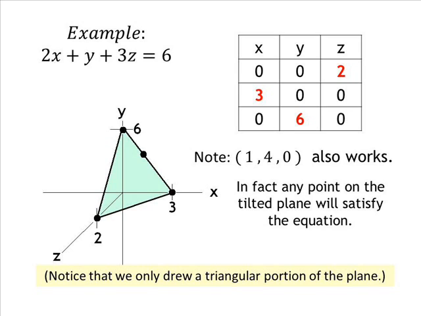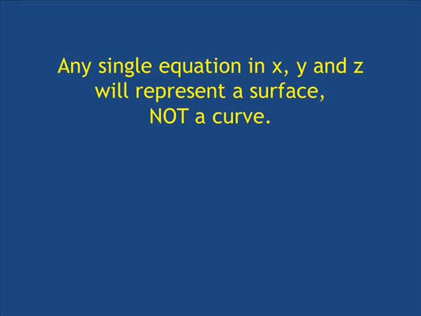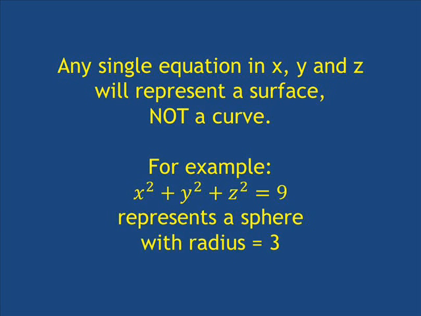So, in conclusion, a single equation in 3 variables will describe a surface, not a curve, and not a path that an object moves along. For example, x squared plus y squared plus z squared equals 9 represents a sphere of radius 3. You can see that this makes sense. If you omit the z squared, you've got your old friend, the circle. So a 3-dimensional circle is a sphere.